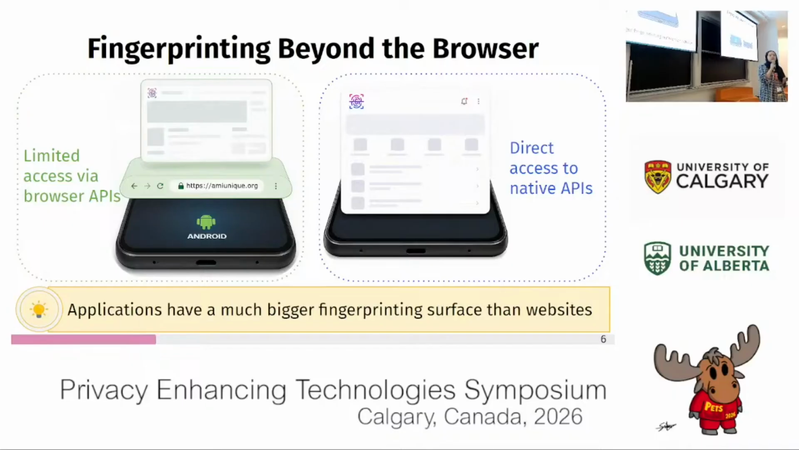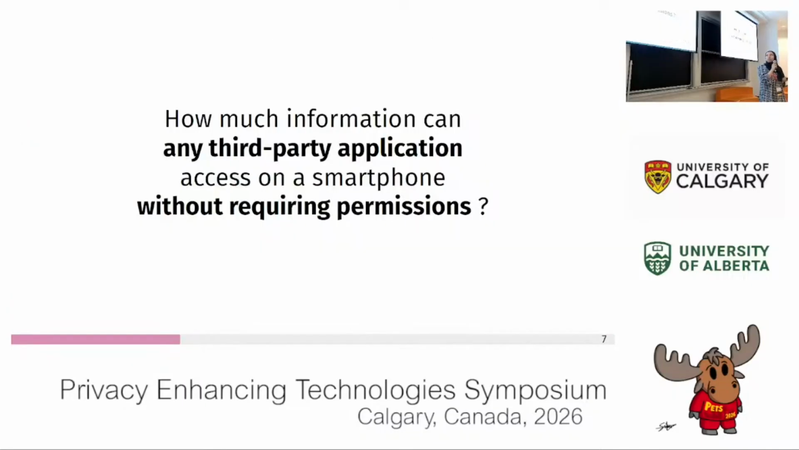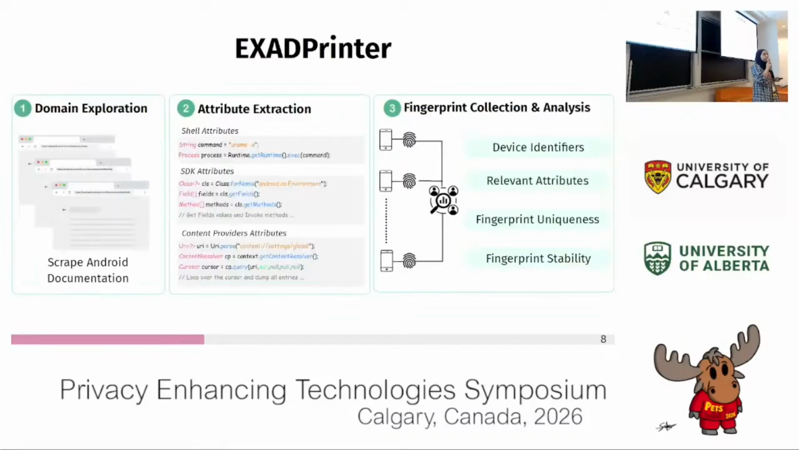And this leads us to our main research question. How much information can any third-party application access on a device without requesting permissions? To answer this question, we proposed EXADPrinter, a framework for extracting the maximum of information from a device without requesting permissions. This framework is composed of three main stages.